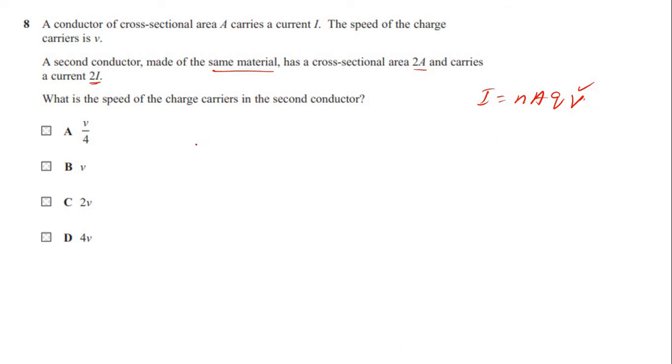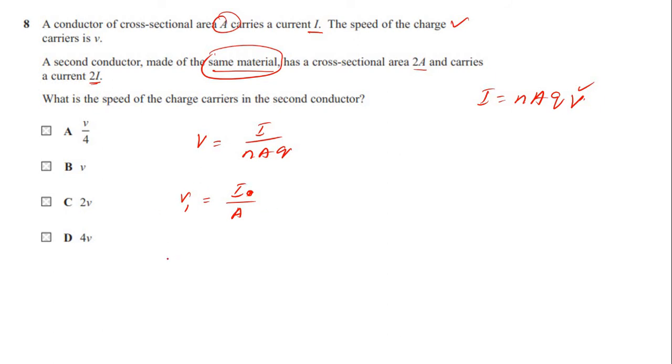So v is equal to I divided by nAq. Because they have the same material, n and q are the same, so you can ignore them. For the first conductor, v1 is equal to I upon A, because the current is I and the area is A.